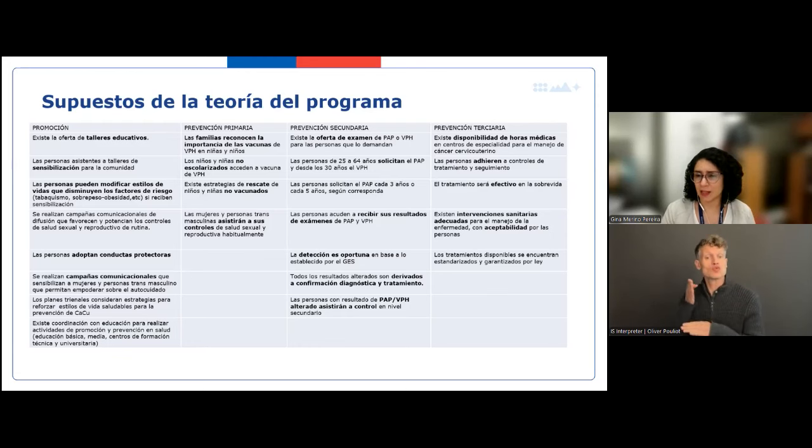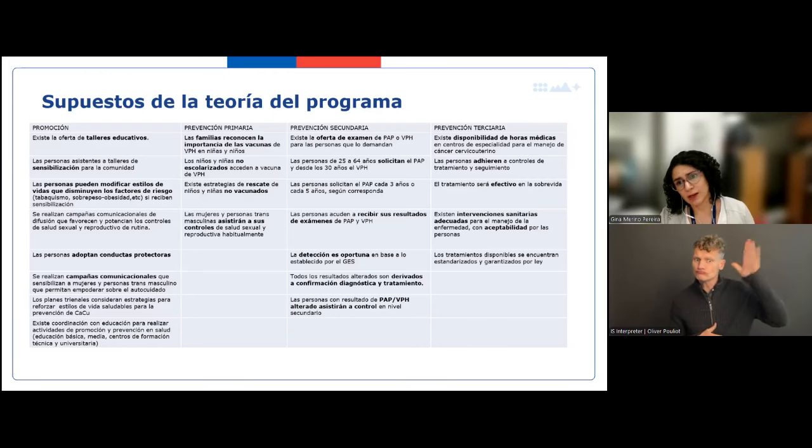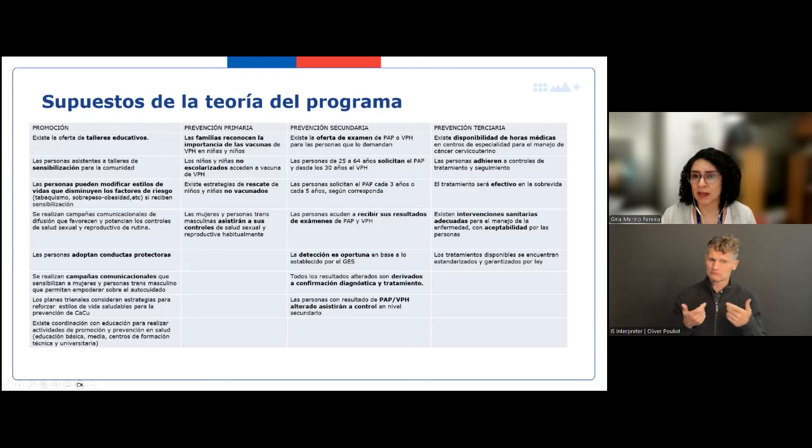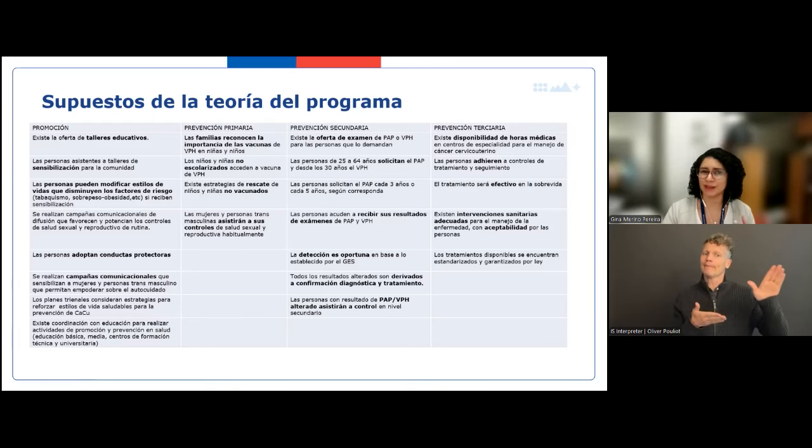Then we have the second level of prevention: making sure we have the proper level of exams, that people asking for these types of exams are provided with them, and that by doing so we have proper detection. And finally, we have the third level of attention: availability of medical attention and of work with pre-invasive lesions. Women will be following treatment and follow-up. Treatment will be efficient, and these treatments are being standardized and guaranteed by law.